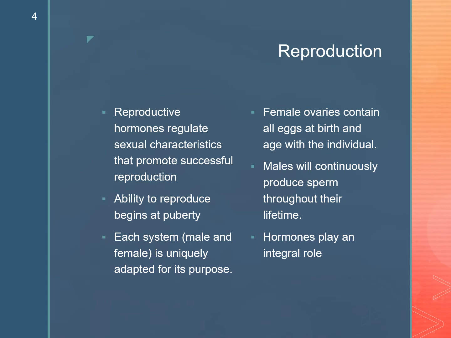Each system, whether it's male or female reproductive system, is uniquely adapted for its purpose. Females are born with all of their gametes. So they are born with their ovaries full of eggs, and they never make any more for their whole life, all right? What this means is that the ova of the female are going to age with the female. Males, on the other hand, are continuously producing sperm and will produce sperm probably throughout their entire life.